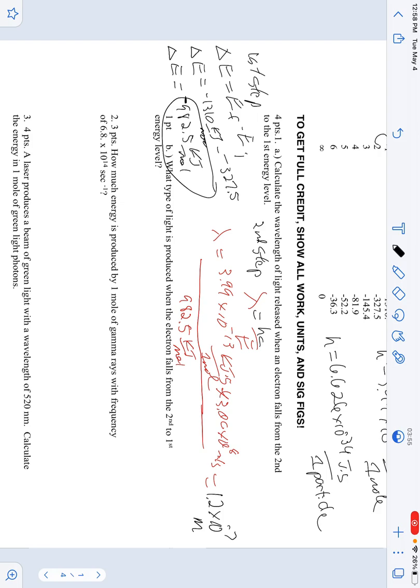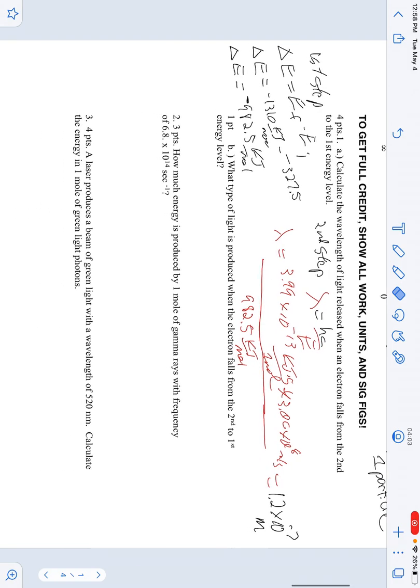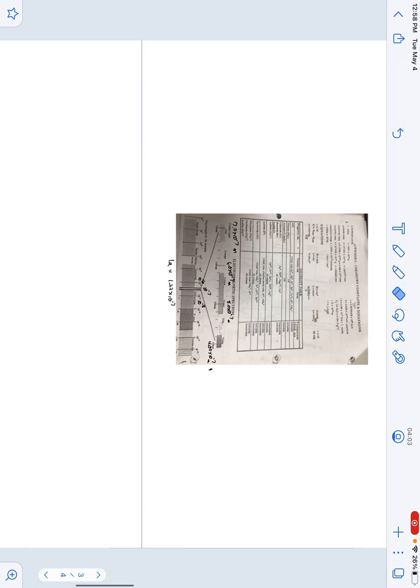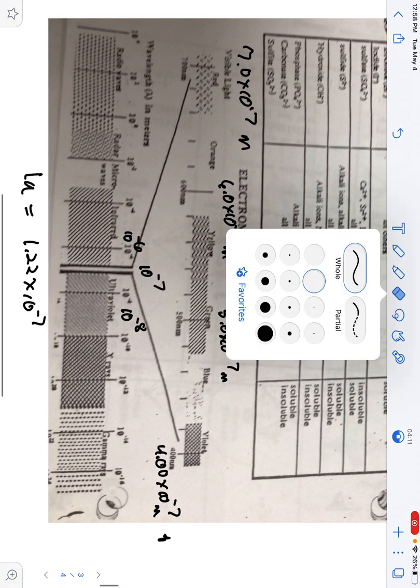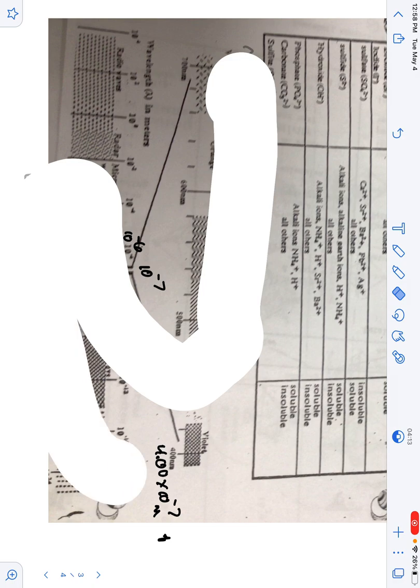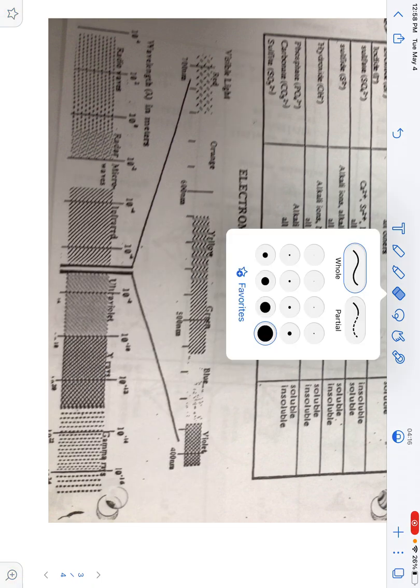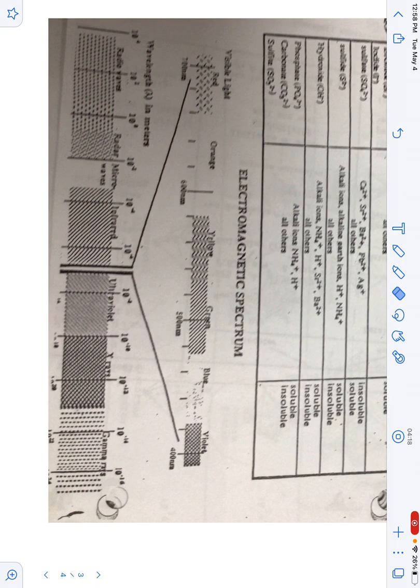So then part B asks, what type of light is this? Well, there are 8 forms of light, so you've got a 1 out of 8 chance, or you could go down to Appendix I and look for it. Now, I would like you to write the following numbers on your appendix. It might be hard to see, but that's 10 to the negative 8th, and that's 10 to the negative 6th. So that means 10 to the negative 7th would fall right in the middle there, all right?